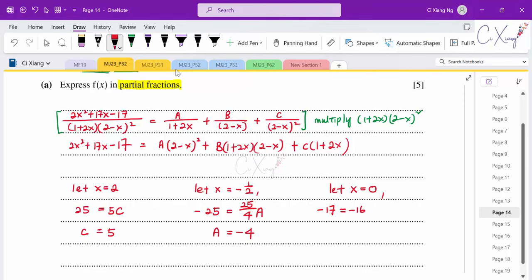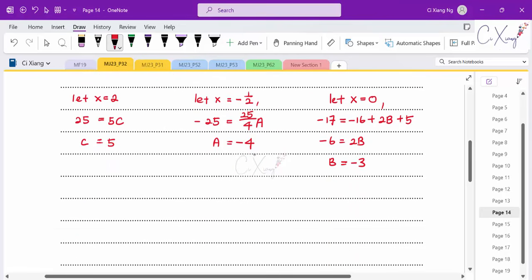Okay, when x equals 0, 1 times 2, you get 2, so you're having 2b. When x equals 0, 1 times c, and c is 5. Okay, so from here, you also get the equation in terms of b, and from there, I think you're able to solve for the value of b. If you didn't do any careless mistake, the value of b should be equal to negative 3.